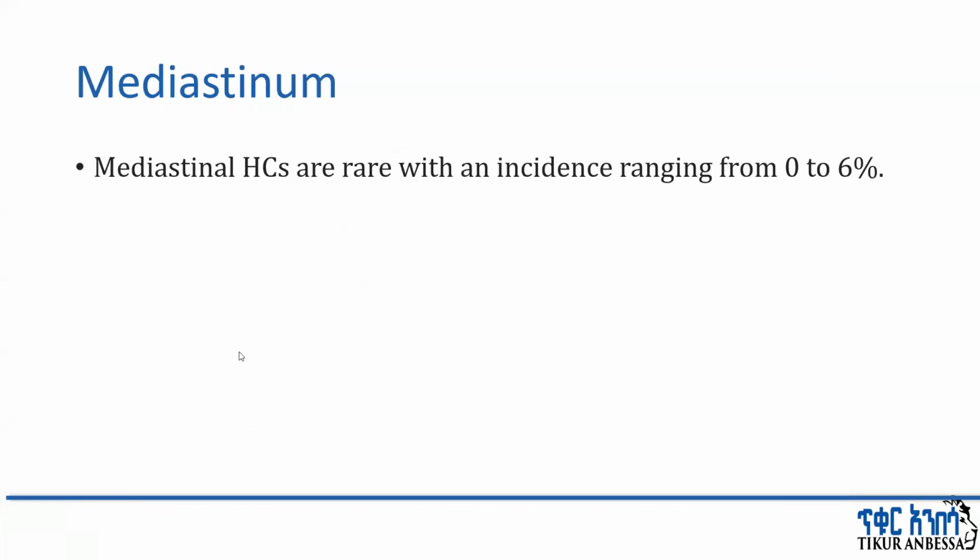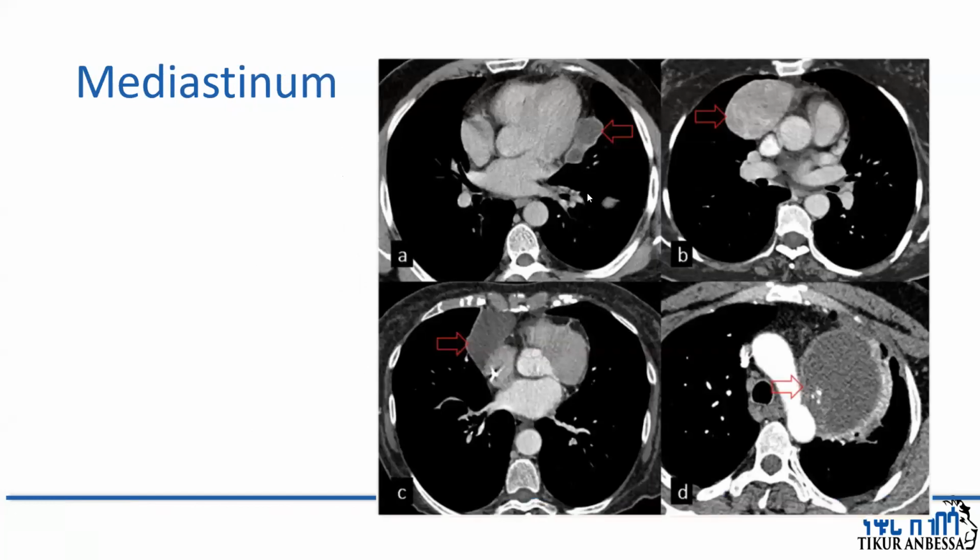The mediastinum is also involved. It is very low, and you can get a lot of masses. This is a hydatid cyst in the mediastinum, left upper mediastinum. This hydatid cyst is in the anterior mediastinum, and here is one a little bit lower.